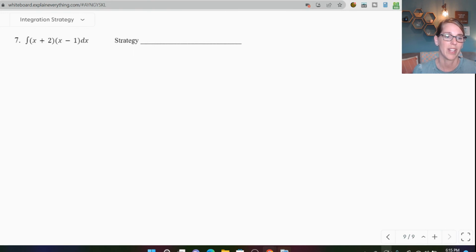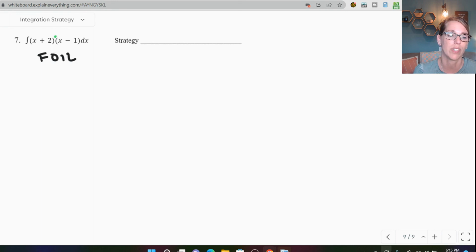Okay, last but not least. So on this one, yeah, we do have a product. But remember that overall strategy that I wrote down on top of all of the steps was to simplify. This one can be simplified. I can FOIL this one, and I don't need to use any techniques other than just some really nice power rules. So I'm going to go ahead and just FOIL this.